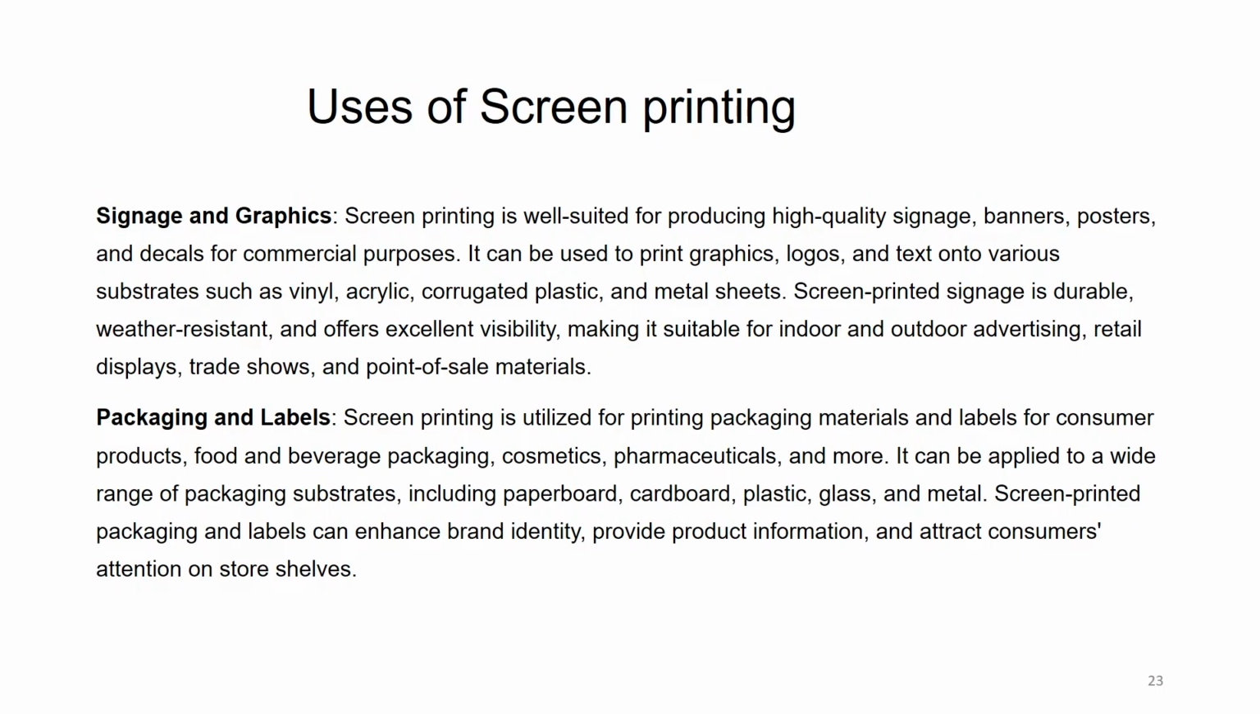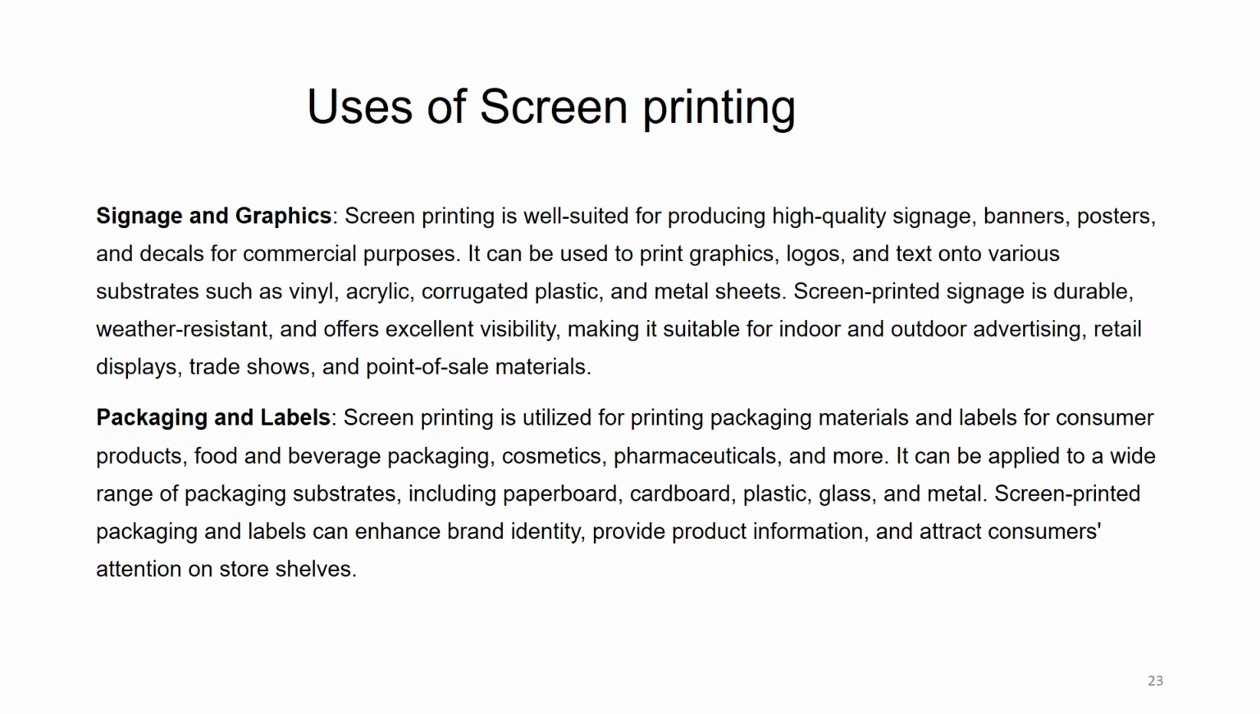Signage and graphics. Screen printing is well suited for producing high quality signage, banners, posters and decals for commercial purposes. It can be used to print graphics, logos and text onto various substrates such as vinyl, acrylic, corrugated plastic and metal sheets. Screen printed signage is durable, weather resistant and offers excellent visibility, making it suitable for indoor and outdoor advertising, retail display, trade shows and point of sale materials.